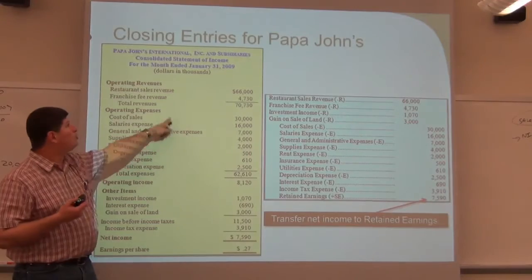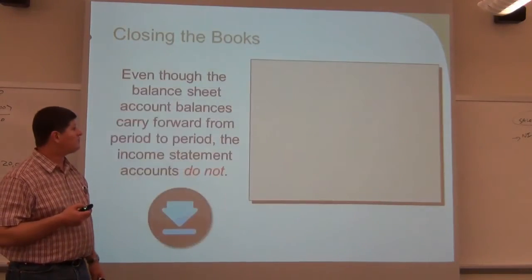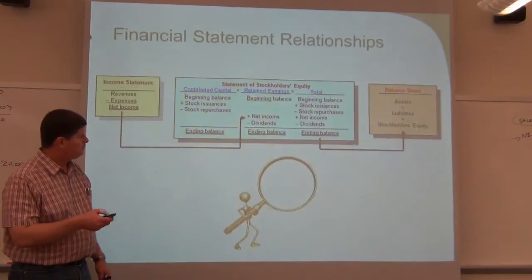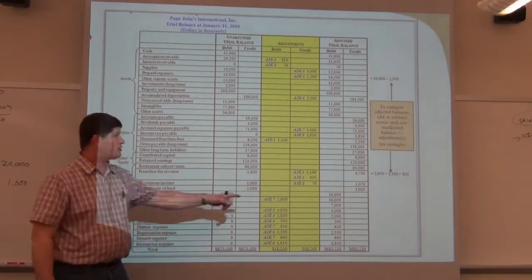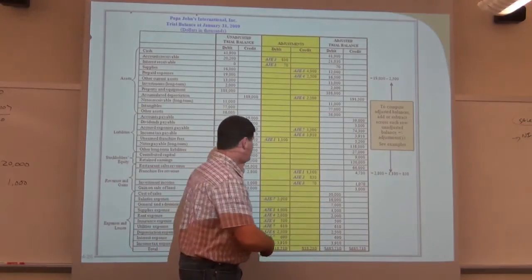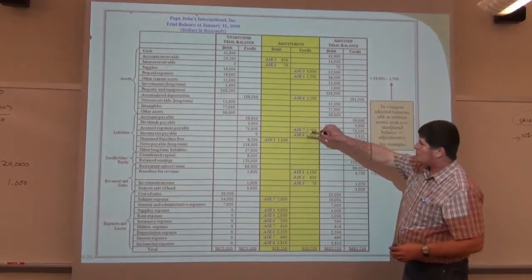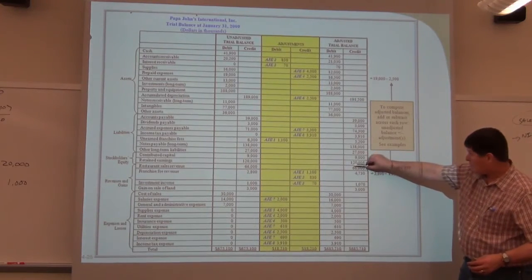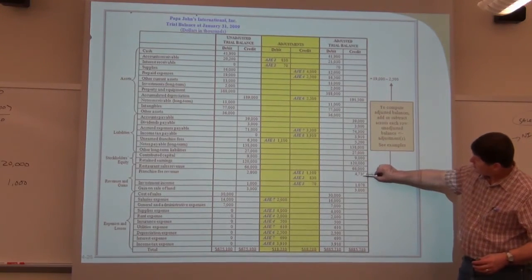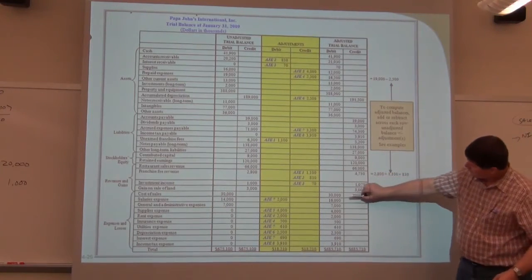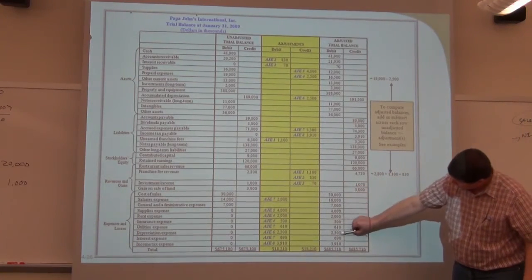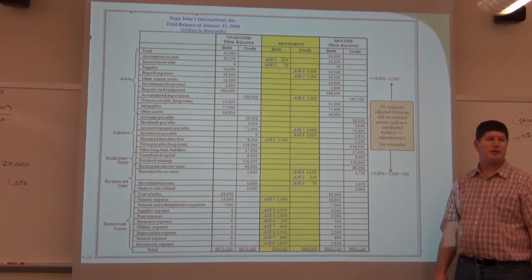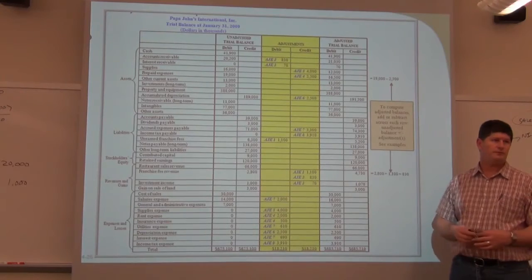Now, typically, you don't do it off of your income statement. You do it off of your adjusted trial balance. So you come over here, and here's revenue. You start here. Debit this, debit this, debit this, debit this. Credit, credit, credit, credit, credit, credit, credit, credit, credit. Post the other to retained earnings. You're done.